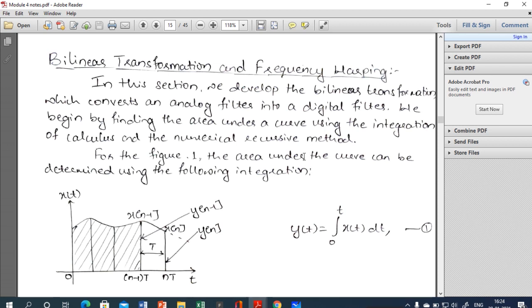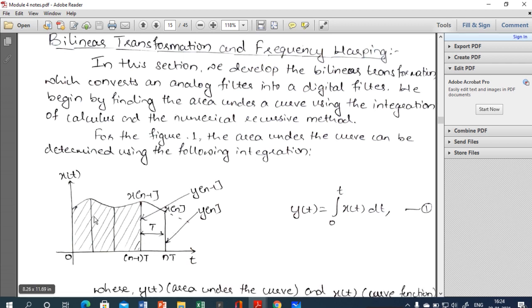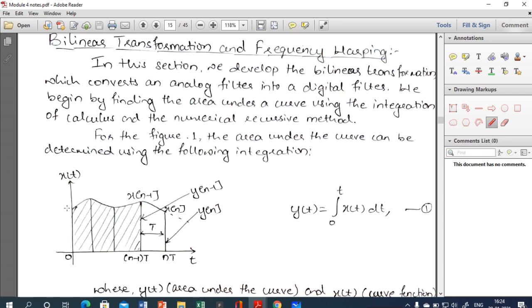So I will consider one continuous signal and call it x of t. Then, solving the continuous signal using the integration of calculus or a numerical recursive method, using either of the two methods, I am going to find the area of that continuous signal. The same signal is shown here. So this is x of t. This is a continuous signal which is shown and it is sampled from 0 to nT, whereas 0 to t is the limit of x of t.